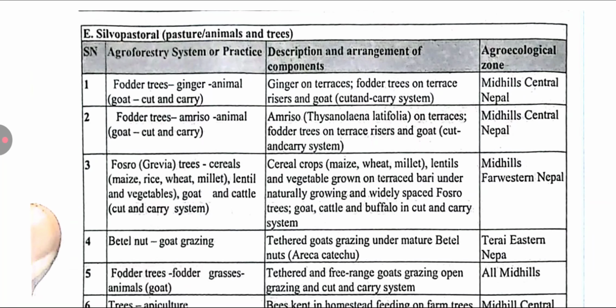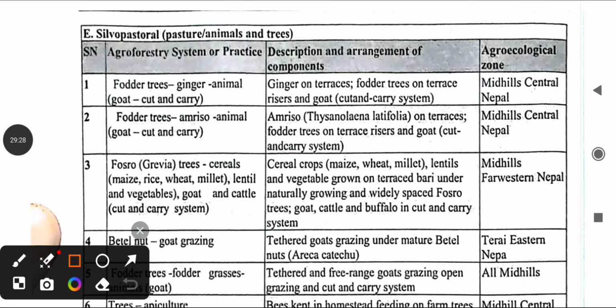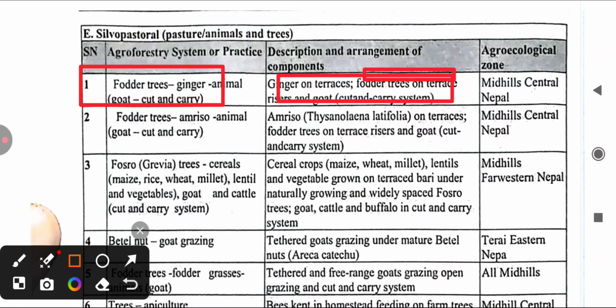pastoral: animal and tree. Okay, fodder tree, ginger, animal goat, cut and carry. Okay, fodder tree, ginger and animal, ginger on terrace, fodder tree on terrace, rice and goat. This seems to be a cut and carry system in mid hill and central Nepal.